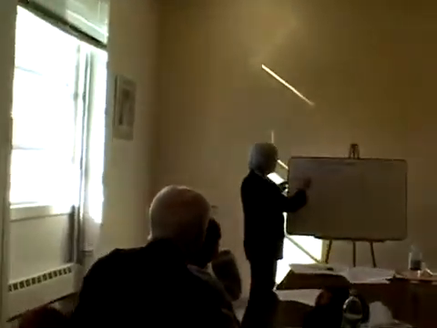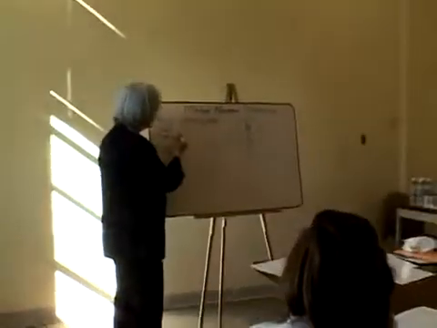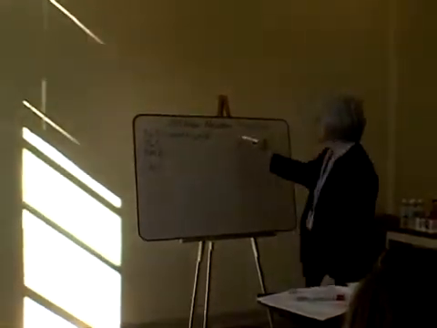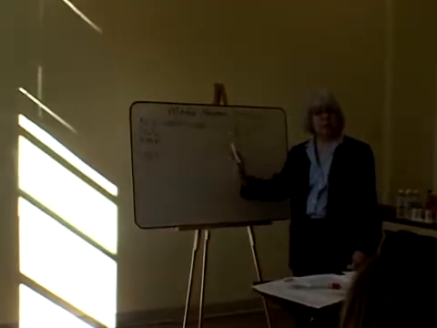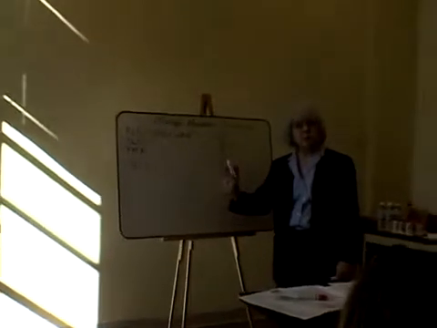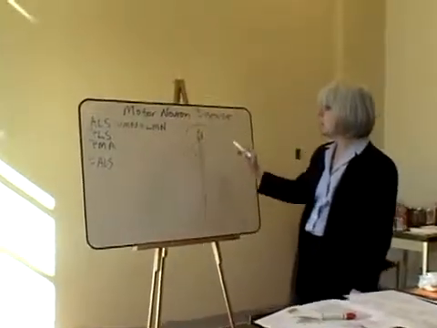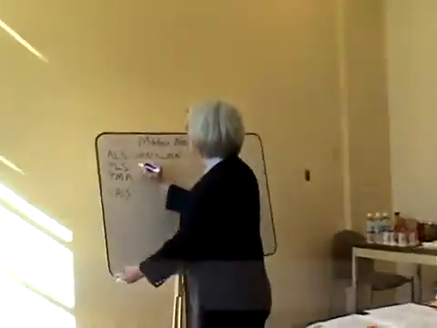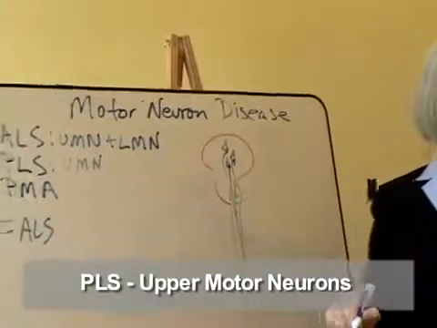With primary lateral sclerosis, it's just the upper motor neurons that become involved. So when I talk about symptoms next, I'll talk about symptoms of upper motor neuron loss, and I'll talk about symptoms of lower motor neuron loss. And those people that just have PLS, they will only have symptoms of upper motor neuron damage.